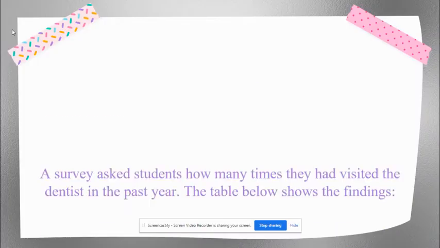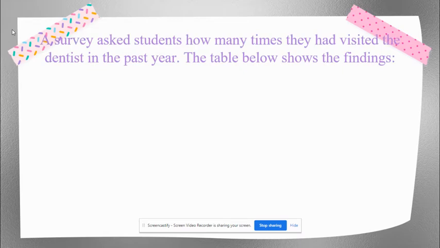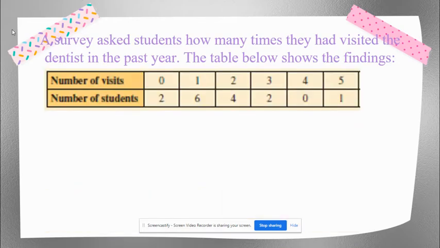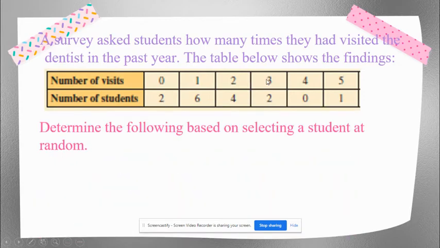So, the survey asked students how many times they visited the dentist in the past year, and the table below shows the findings. So, 2 students never went to the dentist because it's 0. 6 students visited the dentist once. 4 students visited twice. 2 students visited 3 times. Okay. So determine the following based on selecting a student at random.